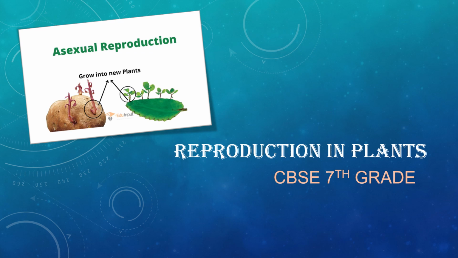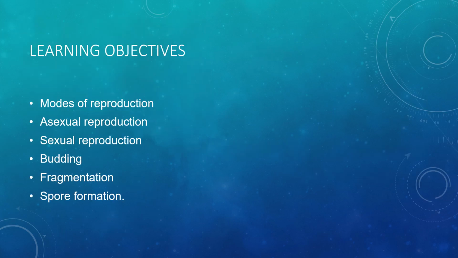So let's get started. What are the learning objectives of today's lesson? By the end of this lesson, we will understand what the modes of reproduction are. We will study today only the asexual part of reproduction, that is budding, fragmentation, spore formation and vegetative propagation. Sexual reproduction will be in the next class. So asexual reproduction first, we will start with vegetative propagation. Then we will come to budding, fragmentation and spore formation.